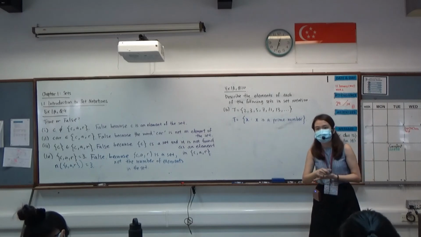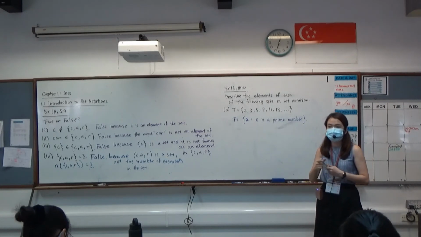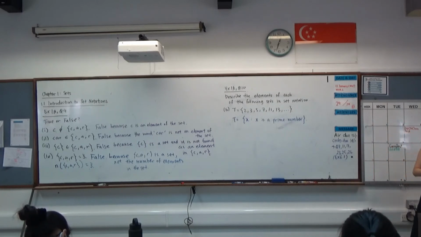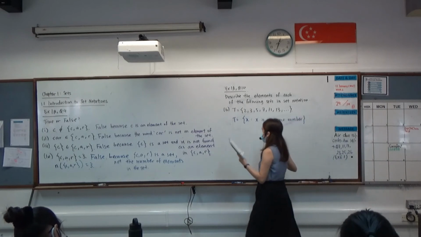Is 0 a prime number? Is 1 a prime number? No one. Okay, so 0 and 1 are not prime numbers, neither are they composite numbers. Right? So, part C.